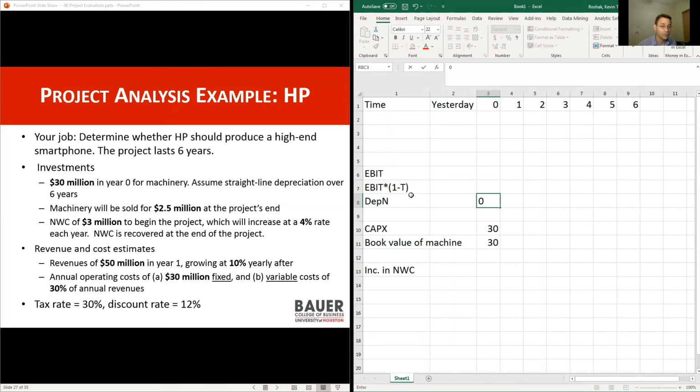We know that at time 0, there's no depreciation, right? You just bought the machinery. You shouldn't depreciate it. It takes time for these expenses to accrue. So 0 depreciation at time 0. But going forward, we know that this book value is going to get cut 6 ways. Okay, so I refer to the book value of the machine. It was 30, and we're going to cut that in 6. So we're going to have a $5 million depreciation expense every year. I'm just going to fill that over. For 6 years, we're taking a $5 million expense in depreciation.